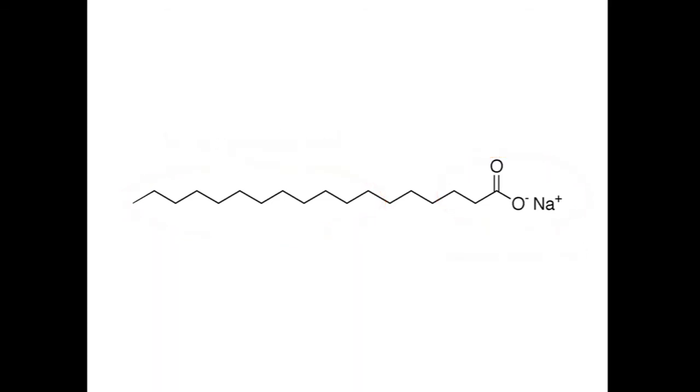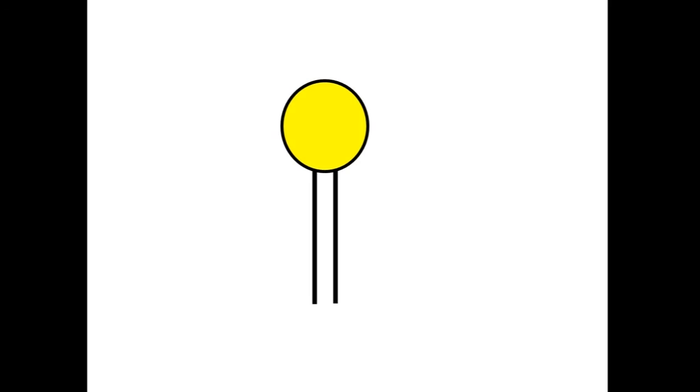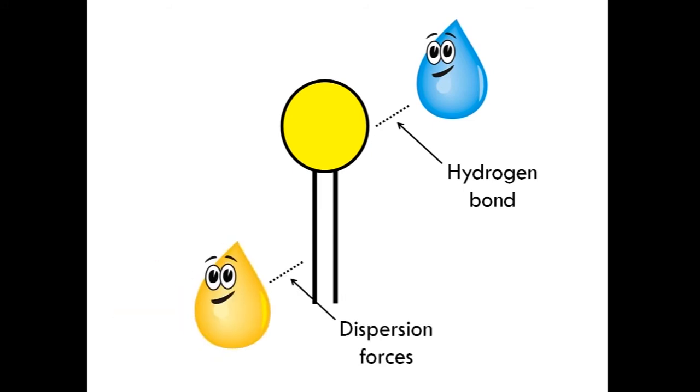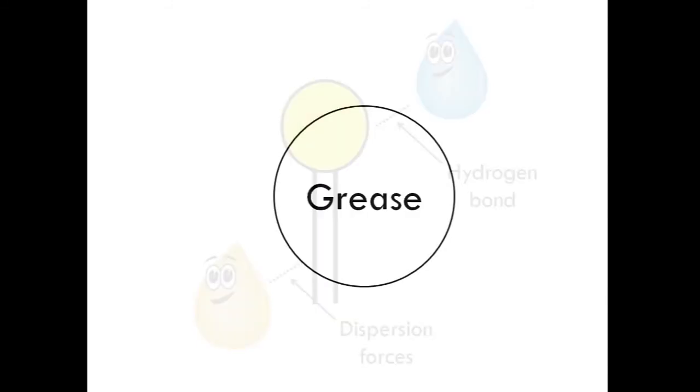Let us represent this molecule with a diagram. The yellow circle represents the hydrophilic head, and the lines represent the hydrophobic tail. The polar hydrophilic head has an affinity for water and is hence able to react with polar water molecules through hydrogen bonds, while the non-polar hydrophobic end is able to react with the non-polar oil or grease molecules by dispersion forces. Soaps and detergents are thus known as surfactants as they form the bridge between polar and non-polar molecules.